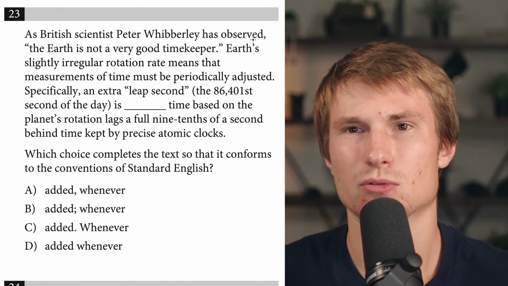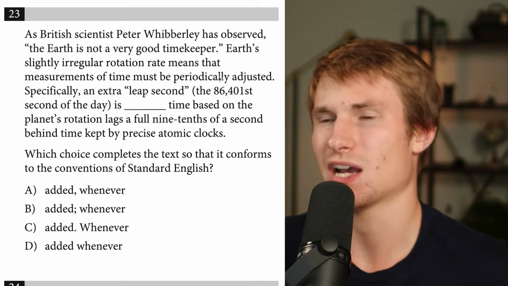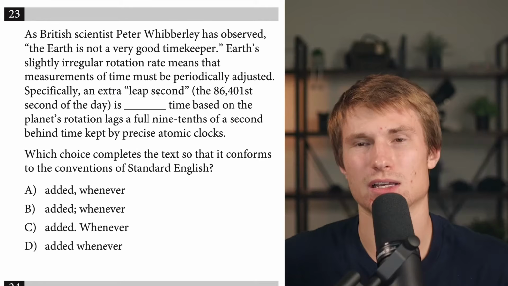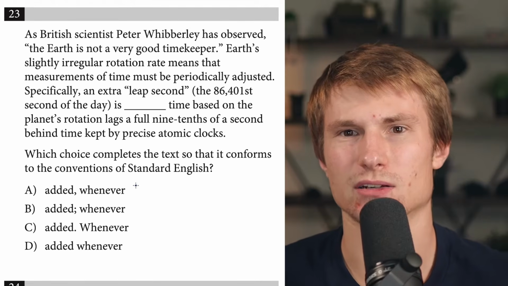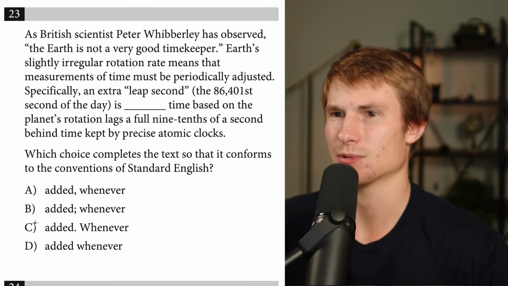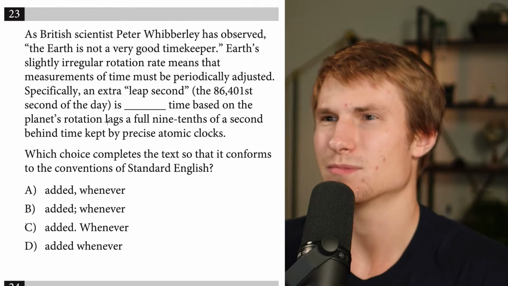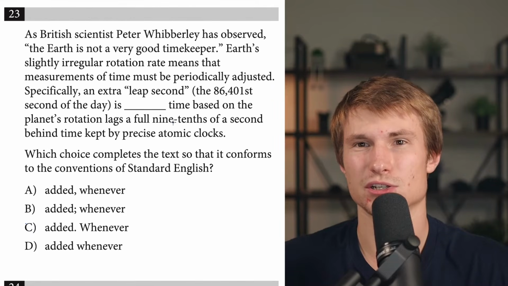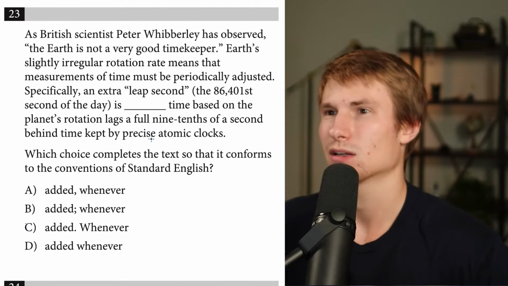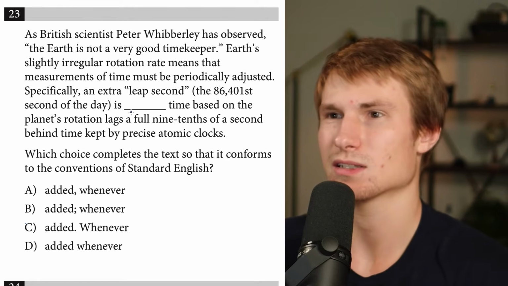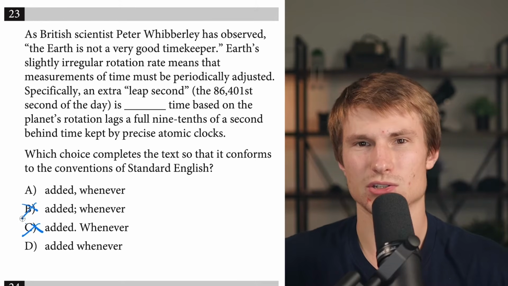As British scientist Peter Wibberley has observed, the Earth is not a very good timekeeper. Earth's slightly irregular rotation rate means that measurements of time must be periodically adjusted. Specifically, an extra leap second, the 86,401st second of the day, is blank time is added. Okay, is added whenever time. Okay, that can't be split up into two sentences, I don't think. Whenever time based on the planet's rotation lags a full 9/10 of a second behind time kept by precise atomic clocks. Okay, so an extra leap second is added whenever time. Okay, so that can't be split up into two sentences. We can get rid of C. We can also get rid of B as well there.